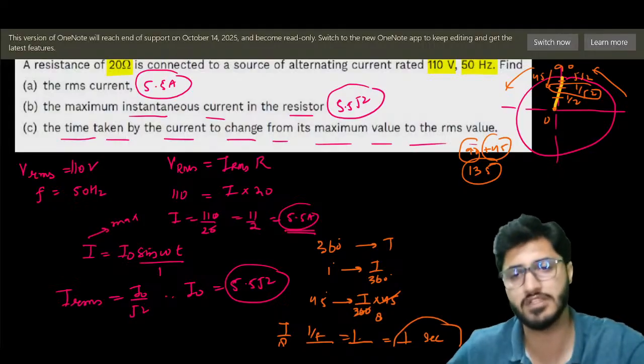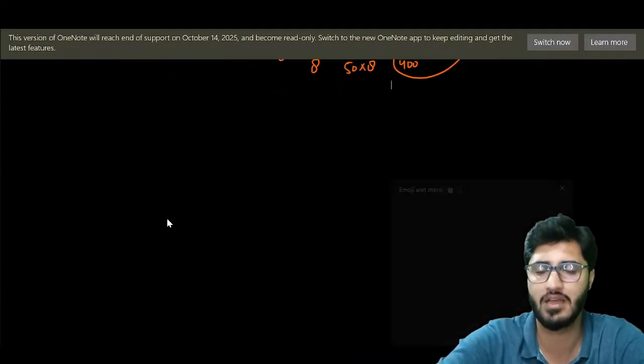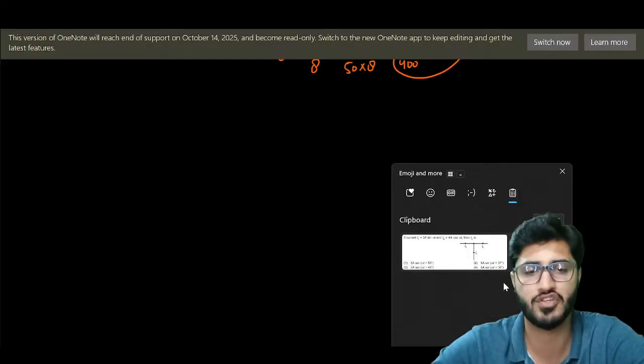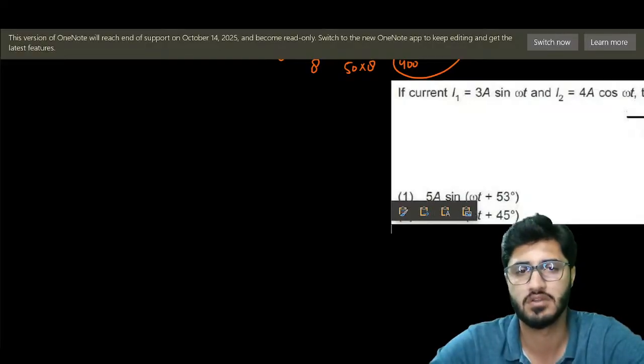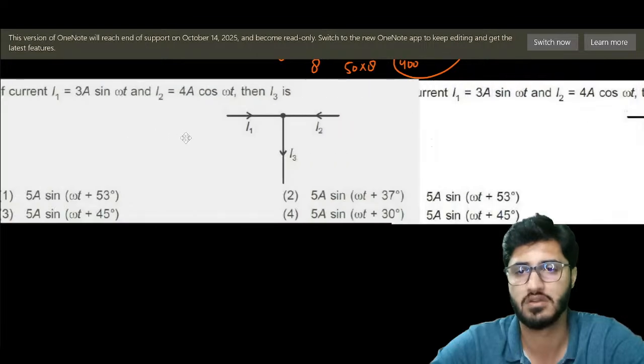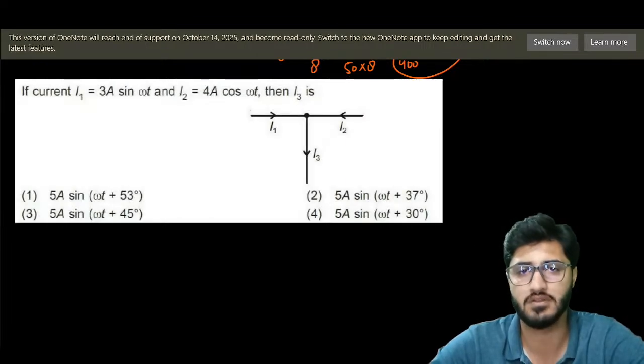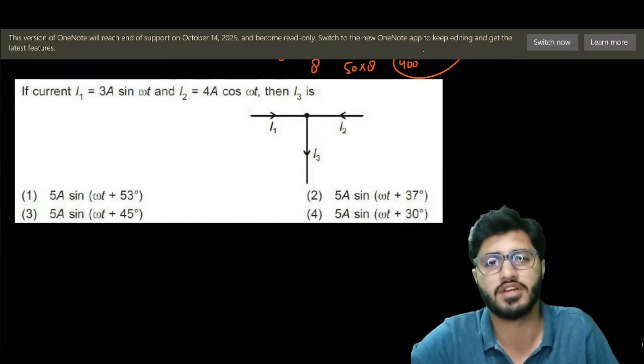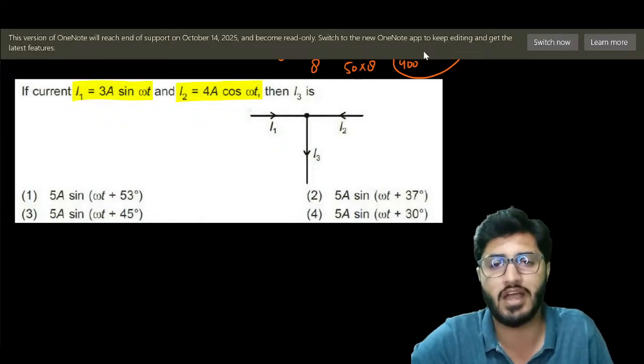Next numerical. Next one is a very good one because you will learn how to do the superposition of two things, right? Next numerical on the screen now. It is given I1 is 3a sin omega t, I2 is 4a cos omega t, and I have to find I3.